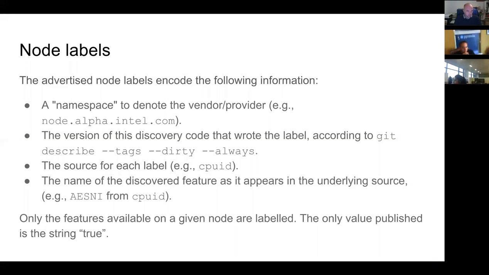In these node labels, we encode certain pieces of information. The first one we encode is a namespace to denote which vendor or provider is providing this feature. For example, it could be node.alpha.intel.com. And then the version of the discovery code. Currently, we auto-version the discovery code using the command that is displayed in the slide. And it also encodes the feature source of the feature. For example, it could be CPU ID, and finally it encodes the feature itself. So it could be, for example, the hardware feature AESNI. Currently, we only advertise the node features that are available on the node. So the only value of a label could be true.